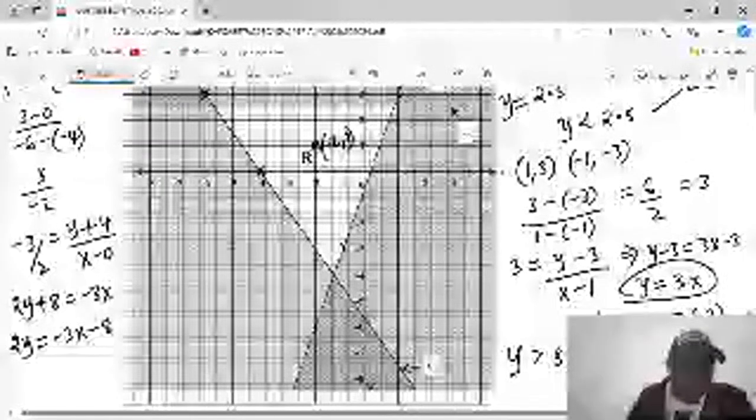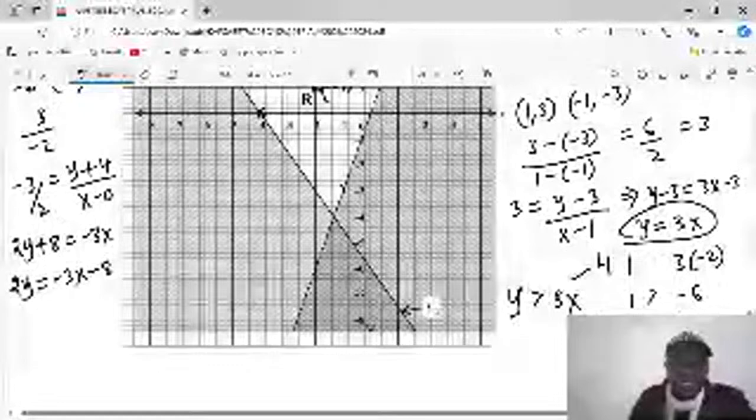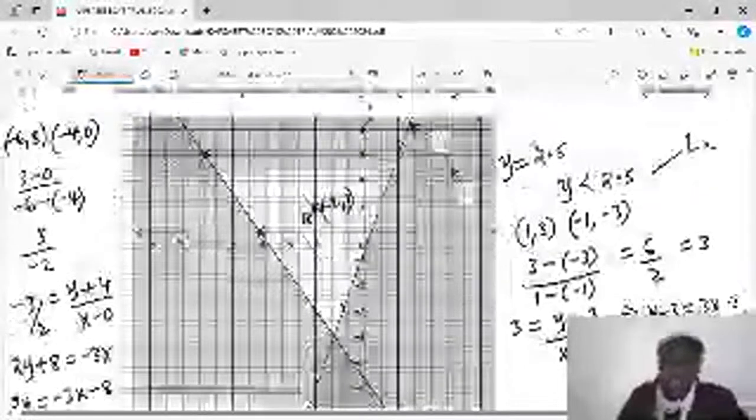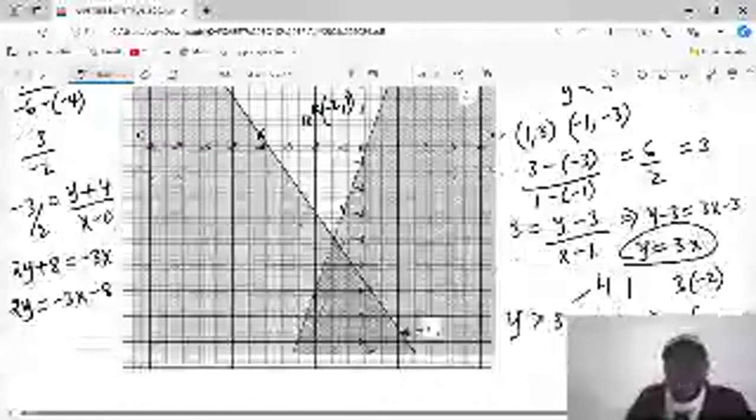So for this one, we can divide through by 2, which is not a must. We can just answer the question the way it is. Let's just deal with it at that point. We pick the coordinate negative 2, 1.